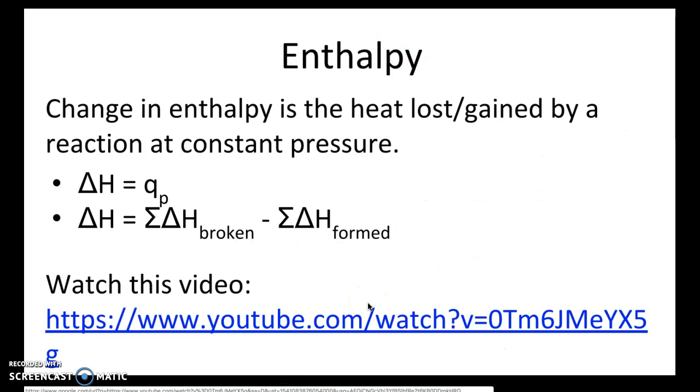Okay, what you're going to do now is watch a video where we show how enthalpy is measured. But before we do that, let's talk about what enthalpy is. The change in enthalpy is equivalent to the heat lost or gained by a reaction if the reaction is occurring at constant pressure. So for now, you can think of delta H as heat energy that's lost or gained by the system, and we can measure that by accounting for the enthalpy of the bonds broken versus the bonds formed. Each bond has its own enthalpy value.